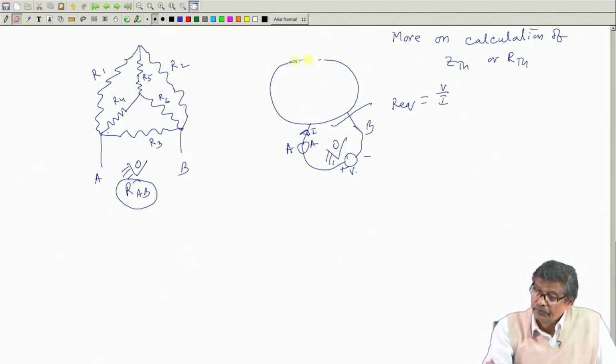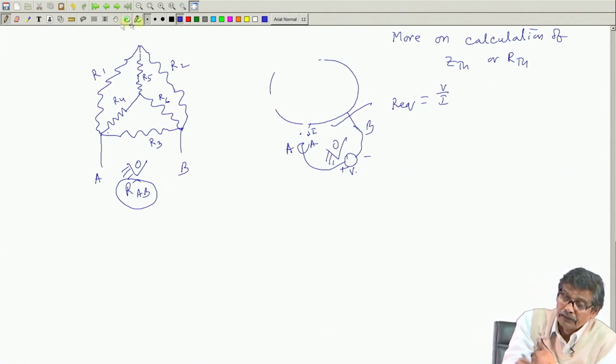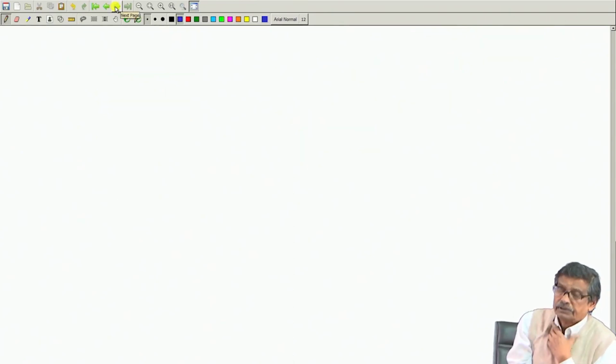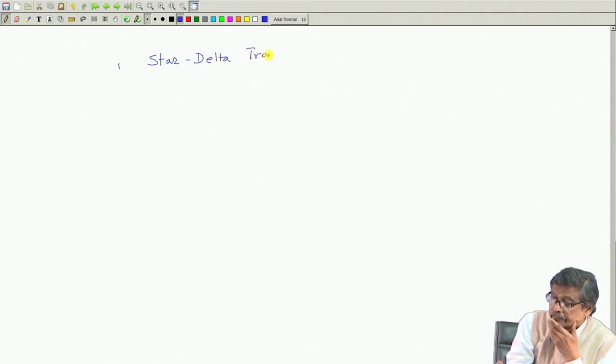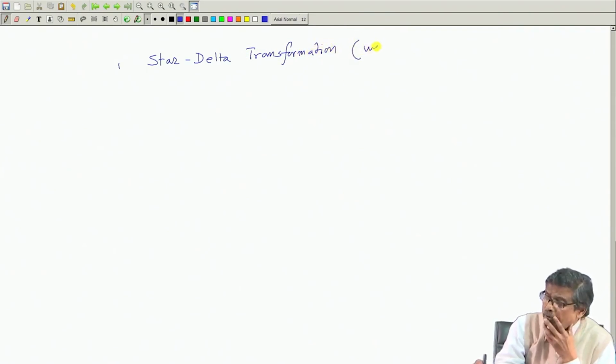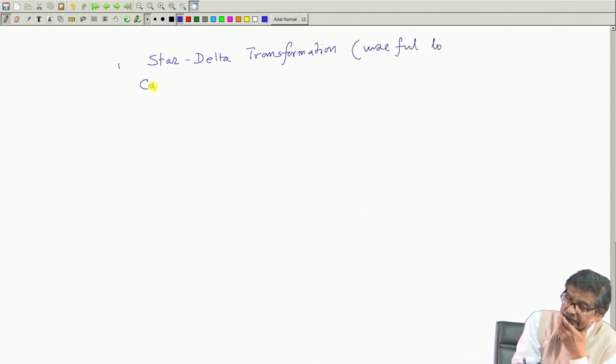But what I will tell you in general is this: I will tell you about the star delta transformation. This I never told earlier, star delta transformation, and where it will be useful to calculate equivalent impedance.